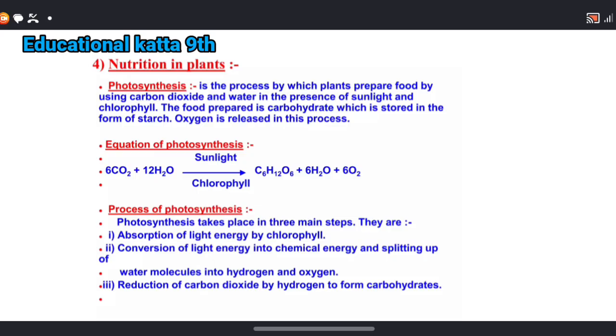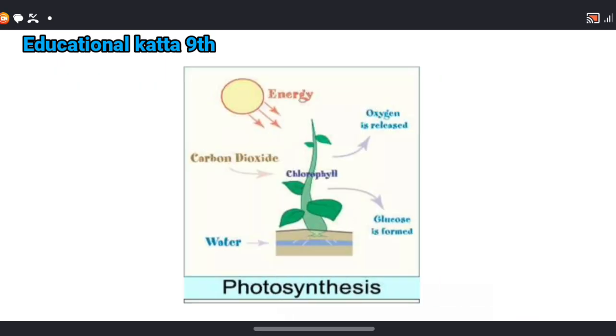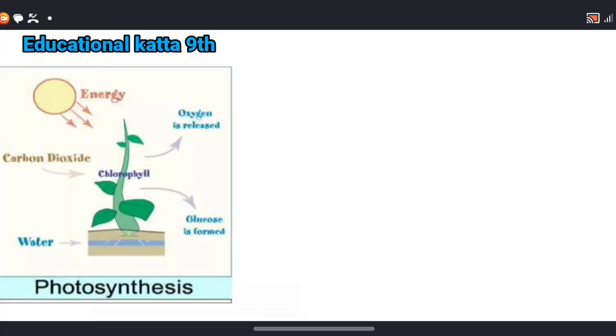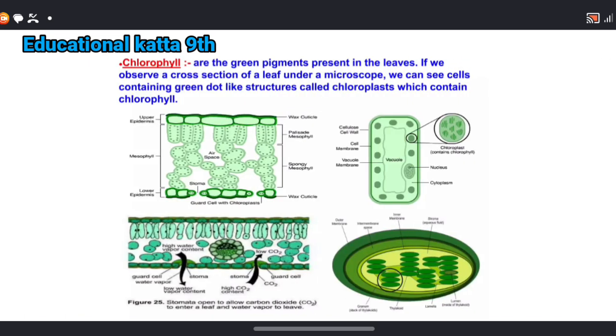O2 will be released, CO2 will be taken. Okay, this is how photosynthesis process looks like. Glucose is formed, water, carbon dioxide is taken, energy, sunlight, then oxygen is released. Now let's understand about chlorophyll.